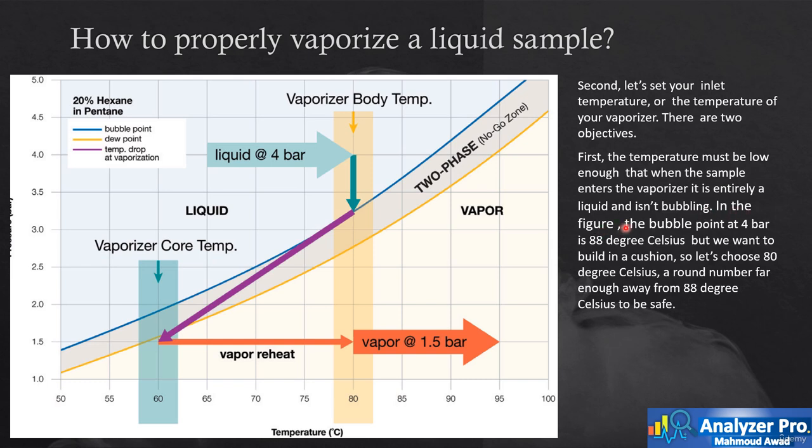In the figure, the bubble point at 4 bar is 88 degrees Celsius, but we want to build in a cushion, so let's choose 80 degrees Celsius, a round number far enough away from 88 degrees Celsius to be safe.